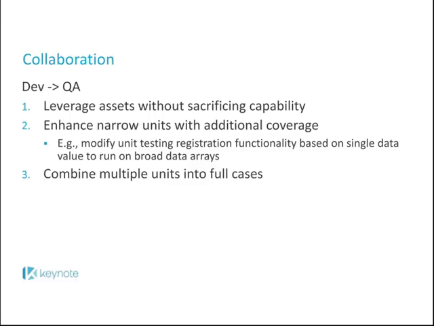Secondly, you can take these very narrow units and enhance them to provide additional coverage. And so again, from a QA perspective, you're really focused on making sure that there's a healthy, very appropriate amount of coverage in terms of the kind of testing that you're doing. So, for example, you can extend that coverage by, instead of using one set of data to simply pass a unit, expanding the range or array of data that's being put into that particular unit to make it broader in terms of the coverage it's going to provide to you. And then, of course, taking multiple units and combining them into full cases.